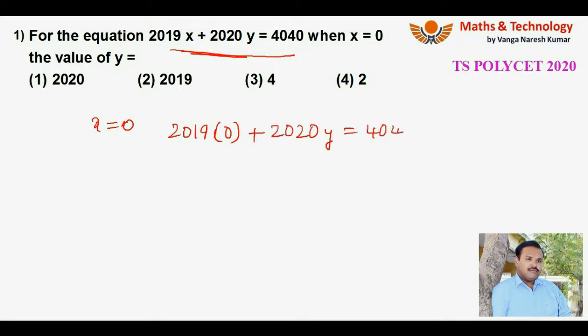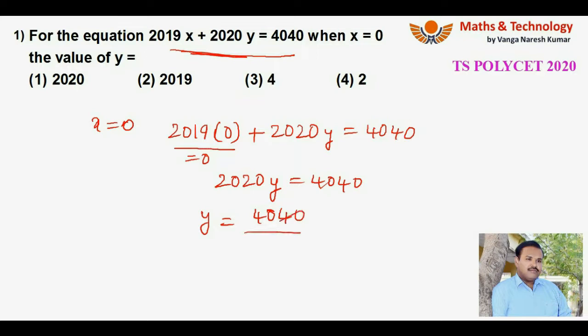So 2019 into 0 is 0. So now this equation becomes 2020 into y is equal to 4040. So y is equal to 4040 divided by 2020. So this goes 2 times. So y is equal to 2. So correct option is 4.